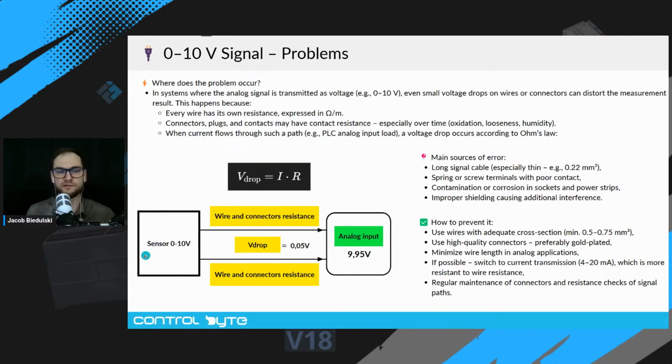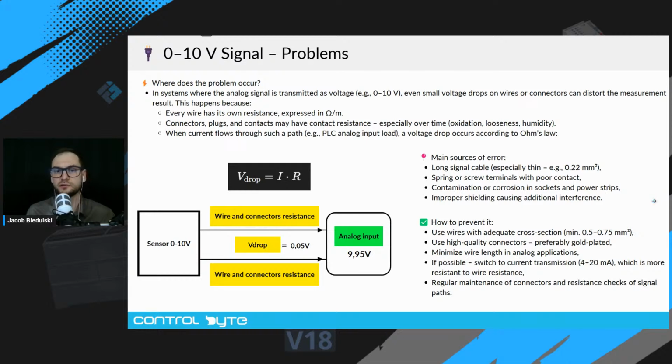For example, you have a signal from the sensor, 0 to 10 volts. Let's assume it's, for example, 10 volts. And on this measurement path, you have some wires, some connectors, and the voltage measured on the analog module will be 9.95 because of the voltage drop.